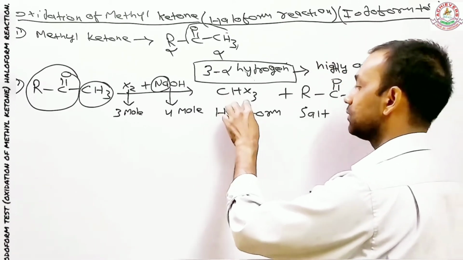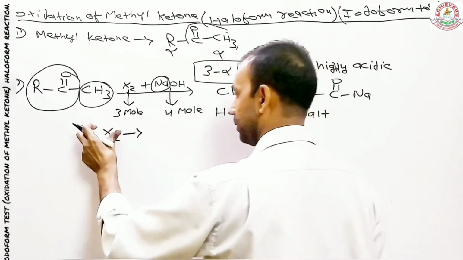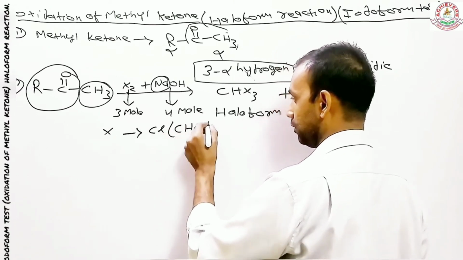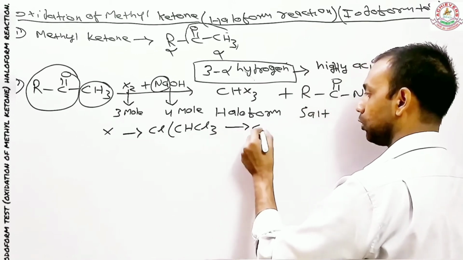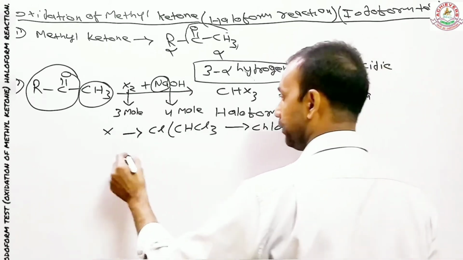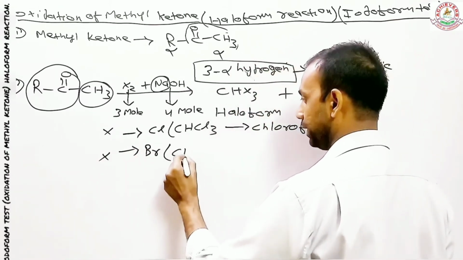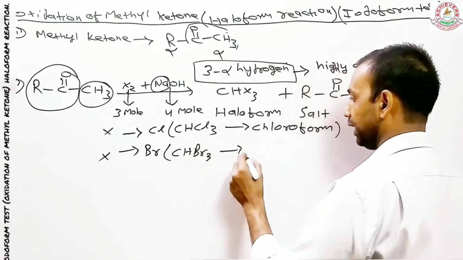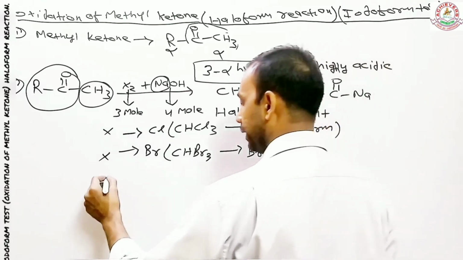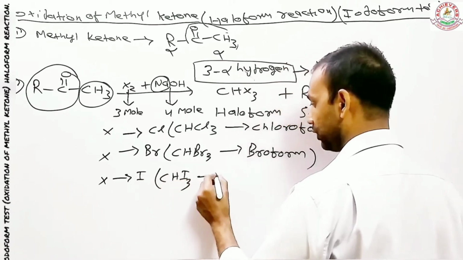Now, due to the formation of CHX3, this is called haloform. If you use halogen X2, X2 can be chlorine. If it's chlorine, you will be forming CHCl3, and in that case it is called chloroform. However, if X is bromine, you will get CHBr3, and this will form bromoform. And similarly, if your X is iodine, this will form CHI3, and this one is called iodoform.